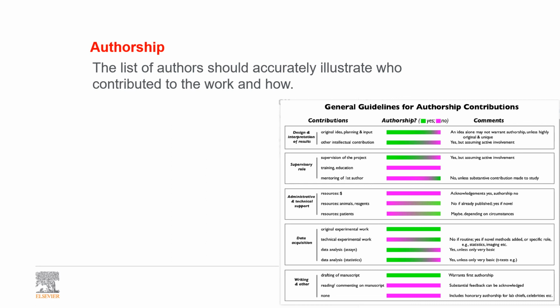Suffice to say that authorship should accurately illustrate who contributed to the work and how. And there's actually a useful document from the National Institutes of Health in the United States, which is shown here. Again, we'll look at that in more detail in the presentation on ethics, but that gives you an idea of whether or not you can or should be an author, depending on your involvement with a study and with the manuscript that's subsequently been produced.